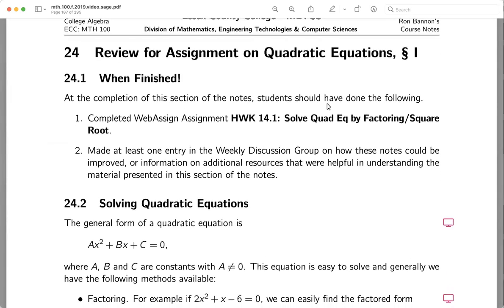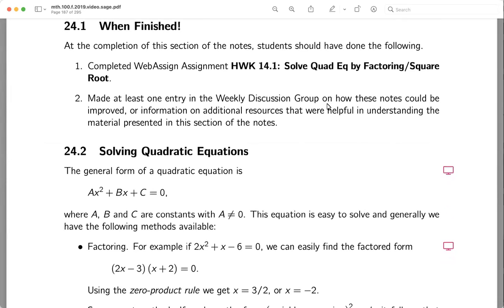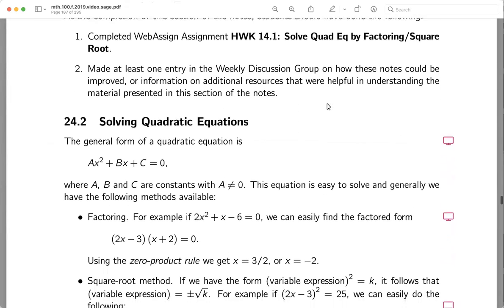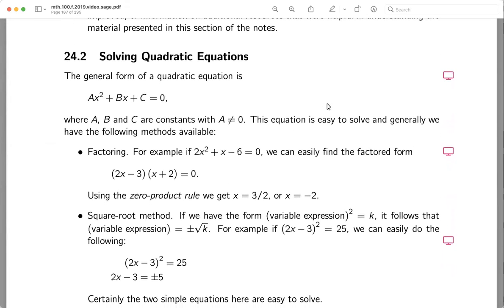Okay, we're back to quadratic equations and methods for solving a quadratic equation. And we'll go through this section over here. This section basically is a review of the past section. Bottom line is, what does a quadratic equation look like and what are the methods for solving them.